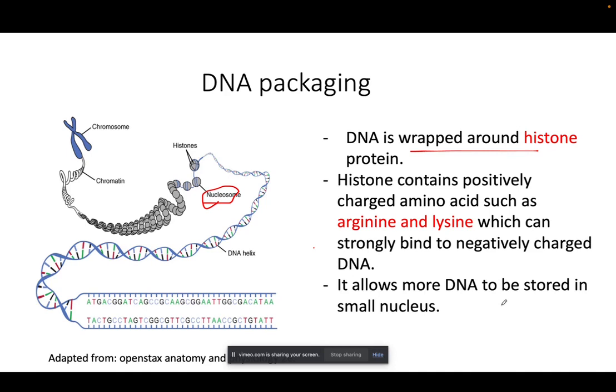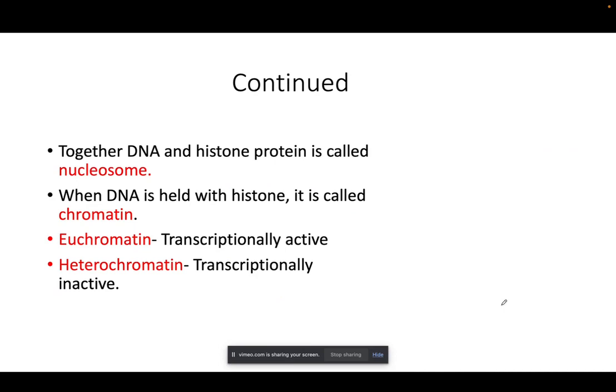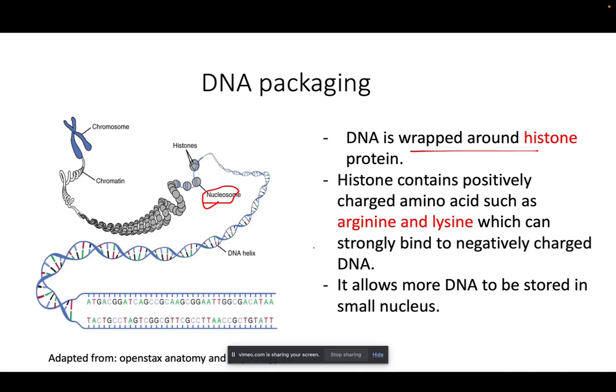Okay, so let's move on to the next one. Again, this is something that I've already mentioned. The DNA and the histone protein form a complex known as a nucleosome, and the DNA that is held within this histone protein is known as chromatin. Okay, so let me go back to the previous slide. As you can see here, this bead itself is known as a nucleosome, but if you look at the whole strand, this is known as the chromatin, right?